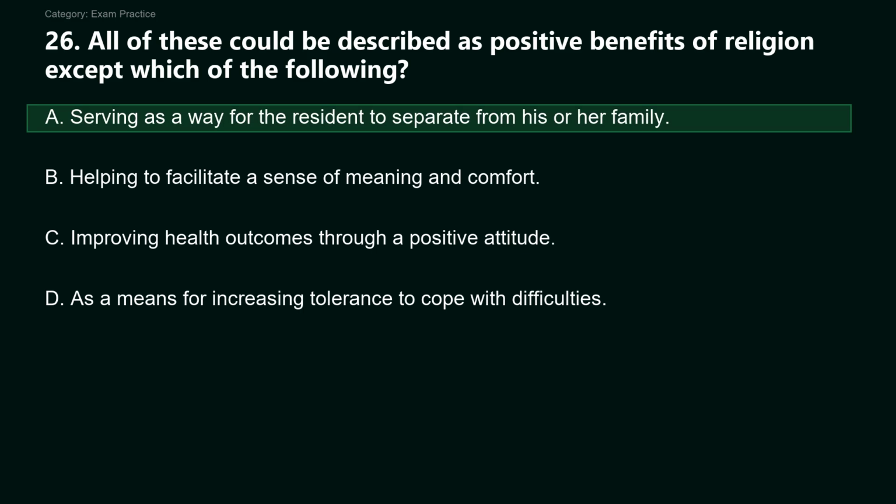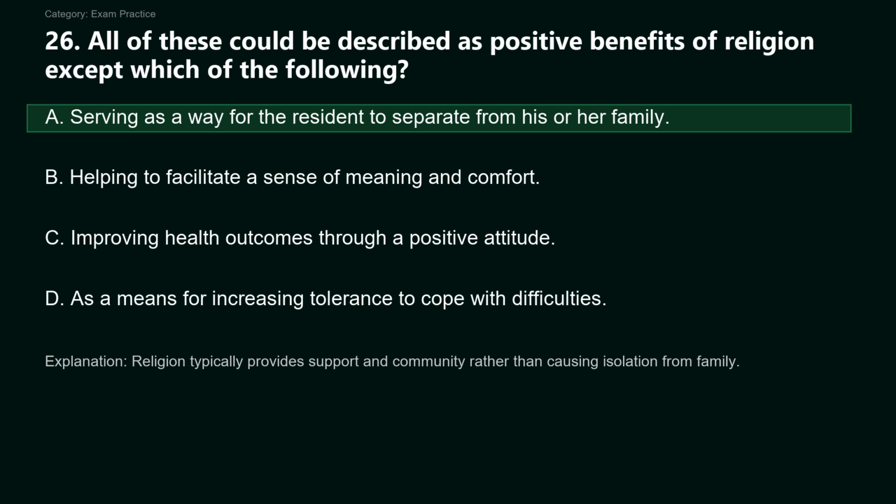The correct answer is option A, serving as a way for the resident to separate from his or her family. Religion typically provides support and community rather than causing isolation from family.